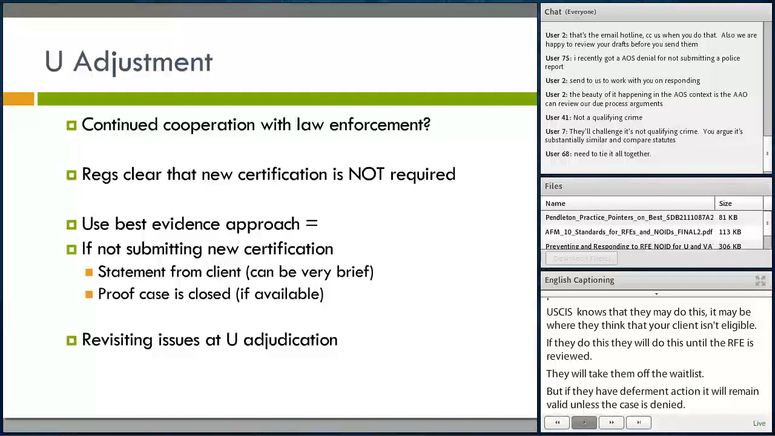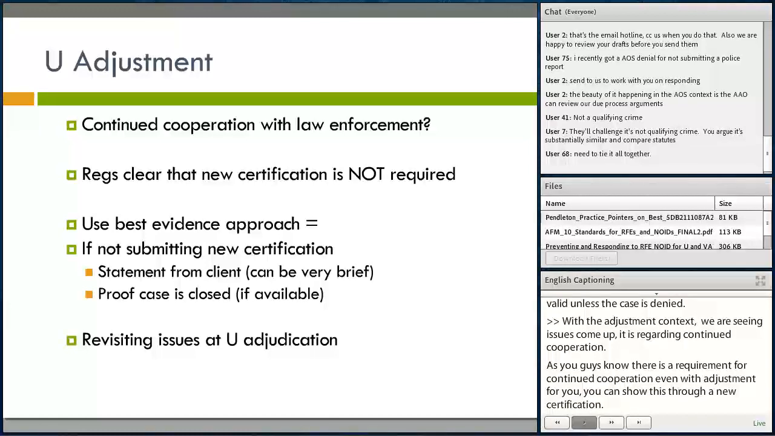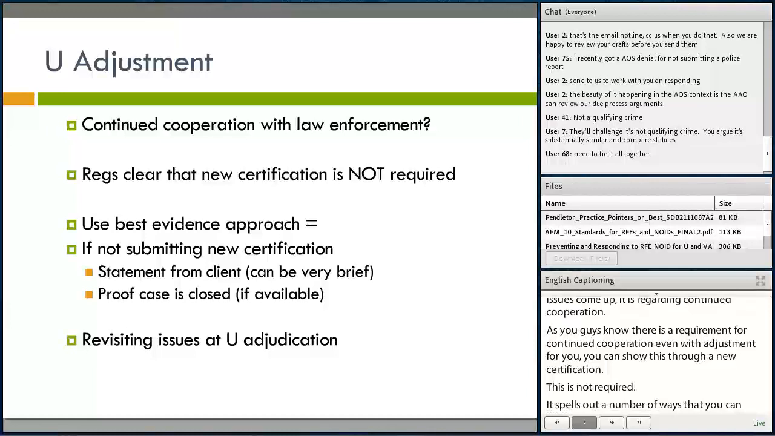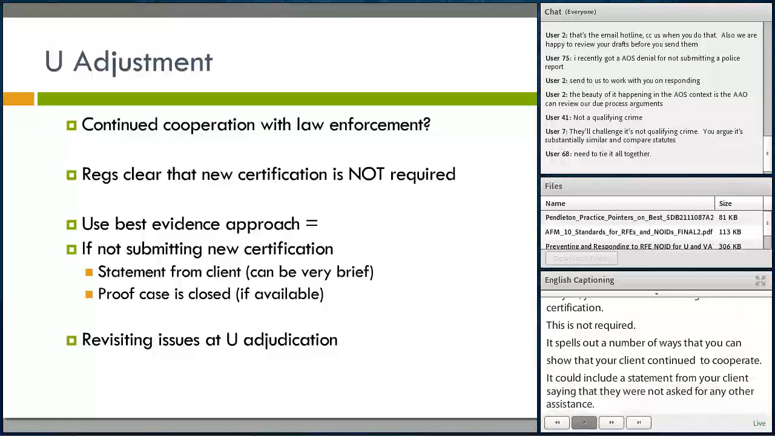And then in the adjustment context, we're seeing some issues come up regarding continued cooperation. As you know, there is a requirement for continued cooperation even at adjustment for U visas. You can show this through a new certification, but this is not required. In the regs, it spells out a number of other ways that you can show that your client continued to cooperate. So you can include a statement from your client saying that they were not asked for any other assistance since the U visa was filed.